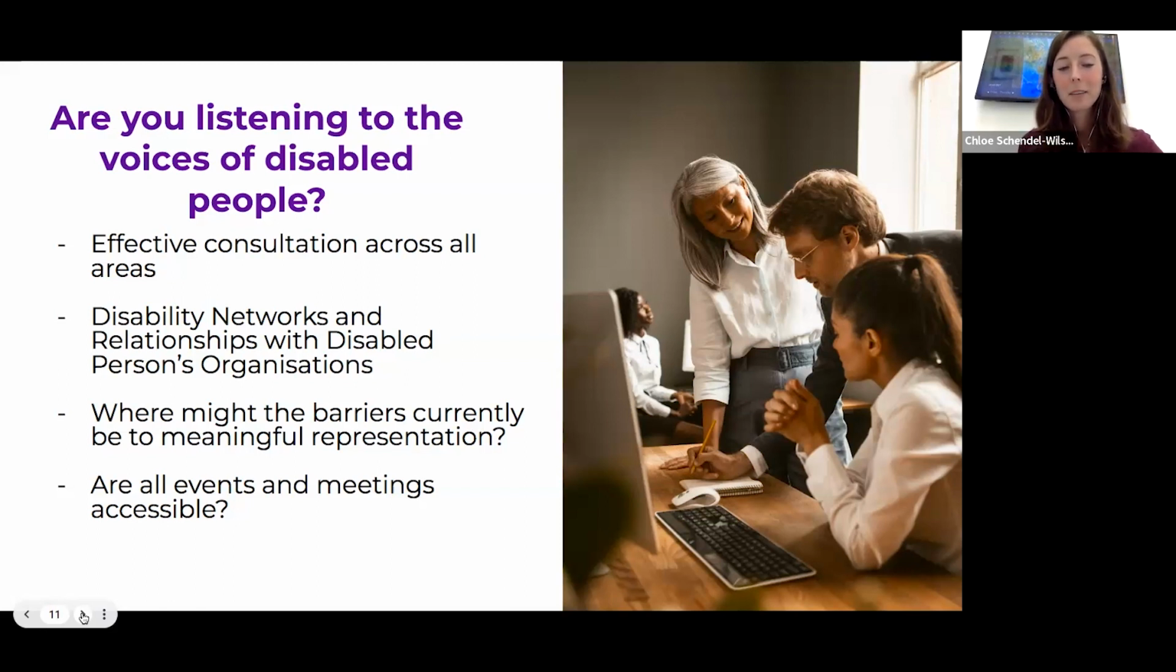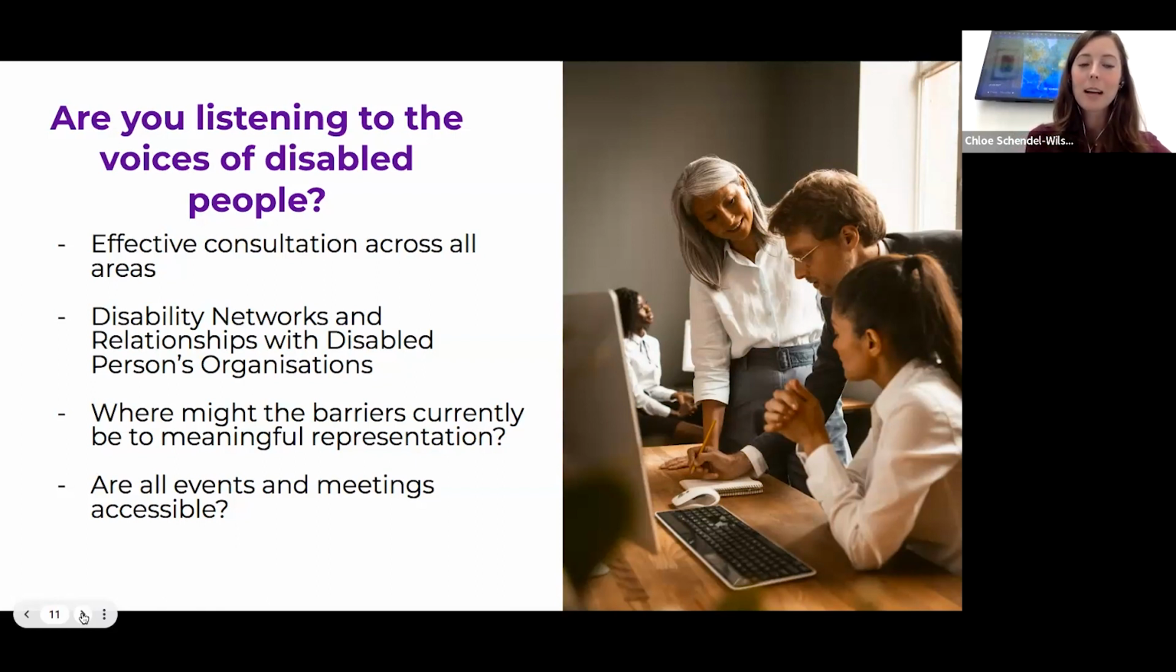So when you send out invites and you ask for dietary requirements, do you ask for access requirements? Do you make sure that everybody feels that they can tell you what their access requirements are and that they can ask for things, whether that's online and related to digital accessibility and closed captions and things like that, or whether that's related to an in-person event?